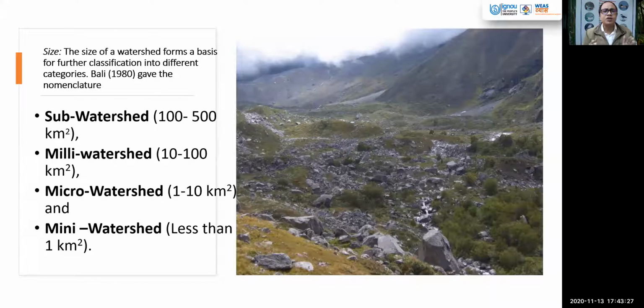So, a quick look at size: whenever you are looking for the sustainability of a system, especially in sustainable watershed management, you need to understand the size of the watershed. This is how, one academic proposed in 1980, and Bali in 1990 proposed this nomenclature: sub watershed, milli watershed, micro watershed, mini watershed. So depending on the size, we have to follow specific approaches, policies, and programs.